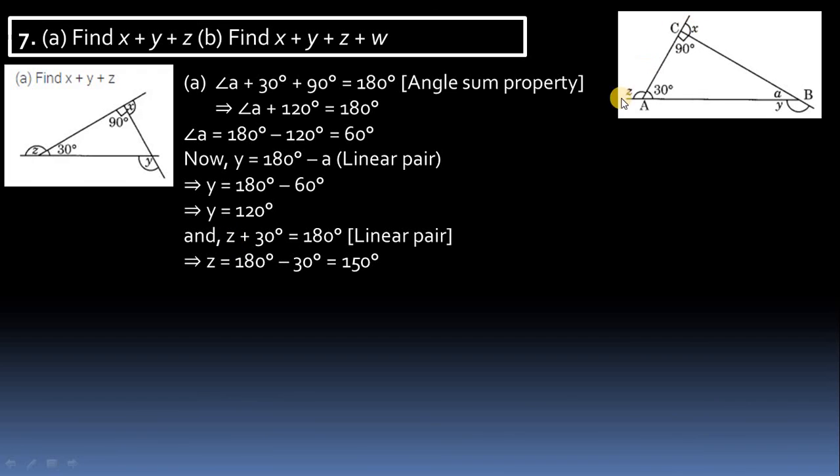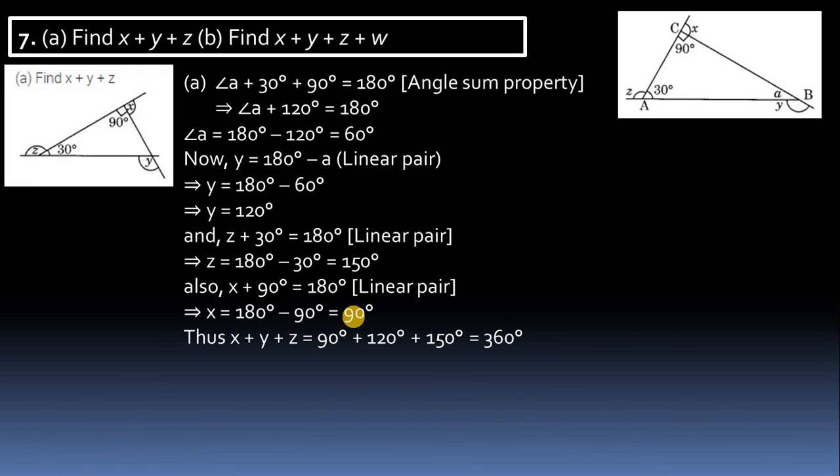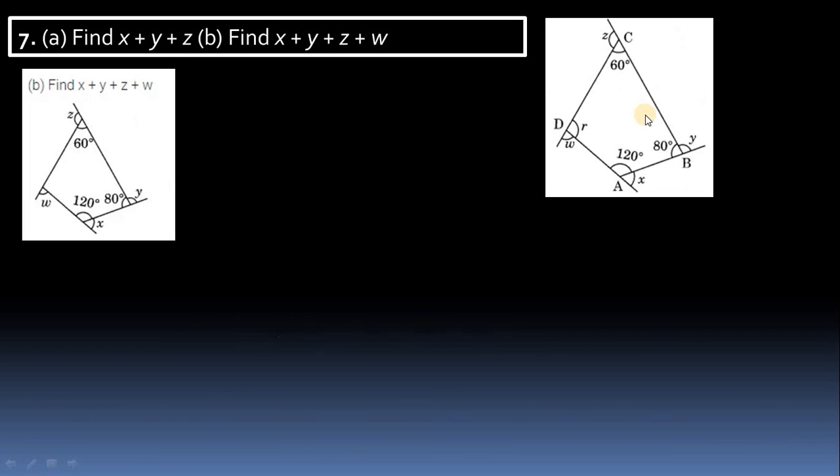How will you calculate z? 180 minus 30. So it is 150. Same procedure for x, 180 minus 90 is 90. Then you can do x plus y plus z, whatever values you got, and it will come to 360 degrees. So here we got that the addition of their external angles will also be 360.